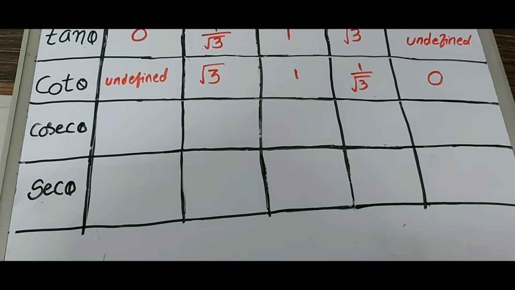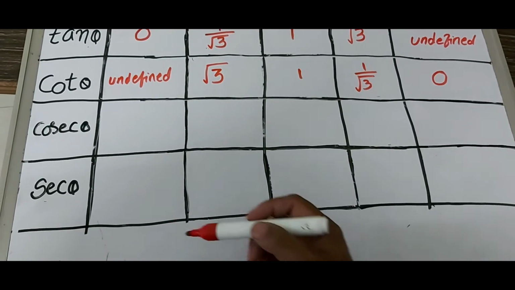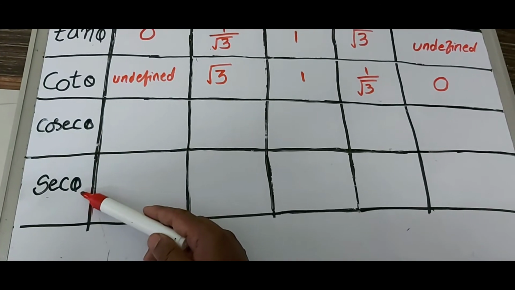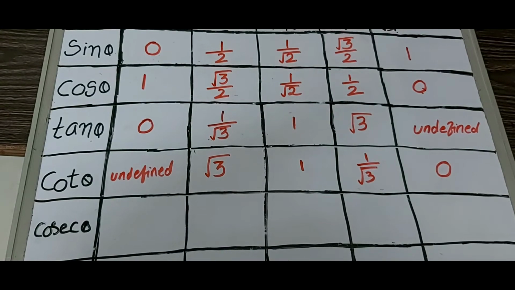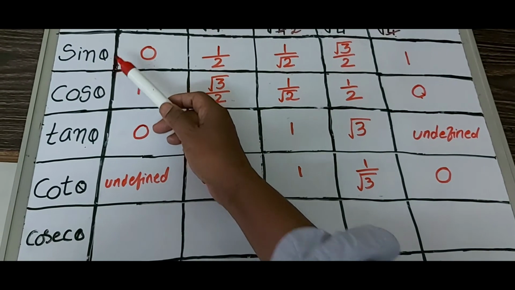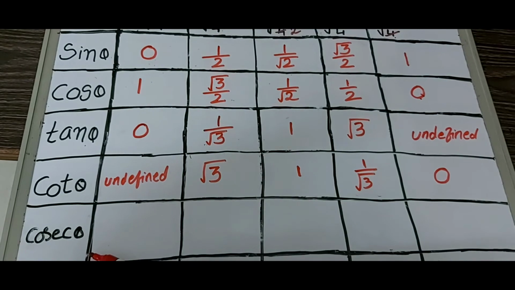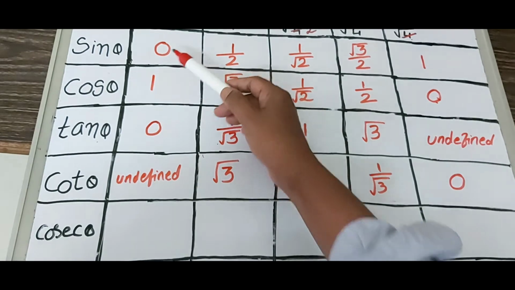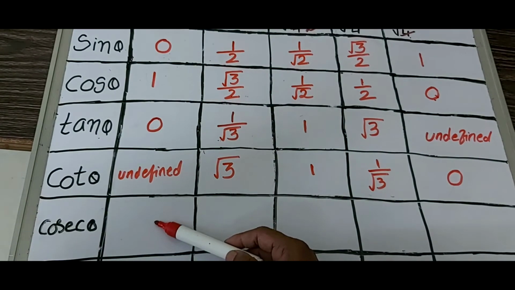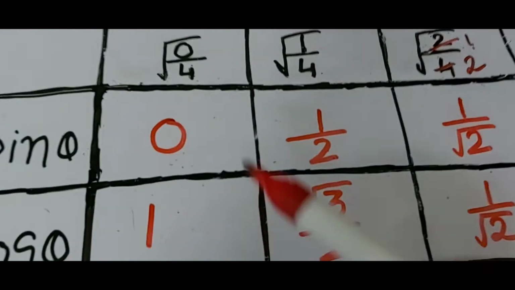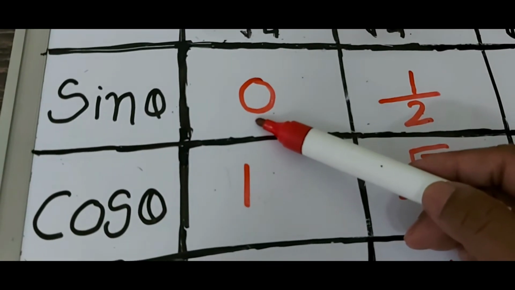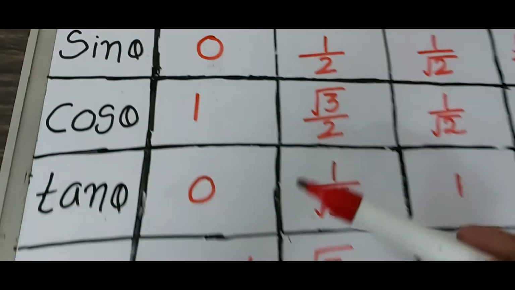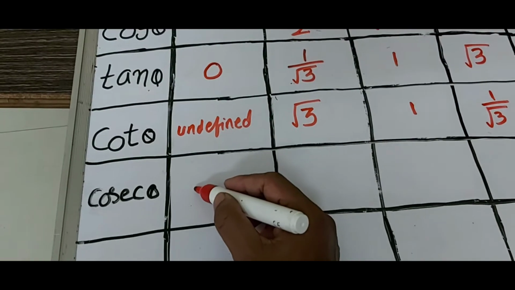We need to get the values of two more trigonometric functions, that is cosec theta and secant theta. Reciprocal of sin theta is cosec theta. By doing reciprocal of sin values, we get cosecant theta values. So we have here 0 by 1. Reciprocal of 0 by 1 is 1 by 0. 1 by 0 is undefined.